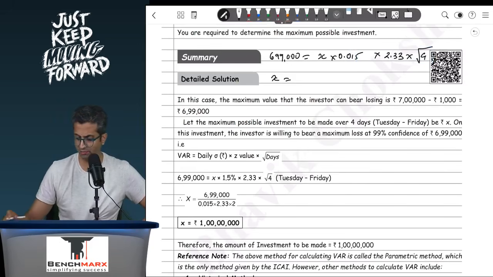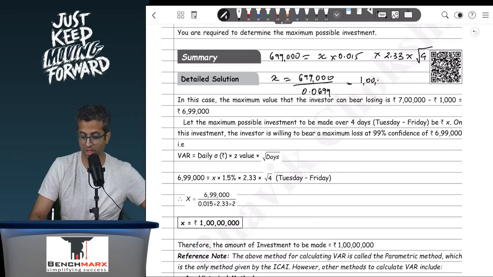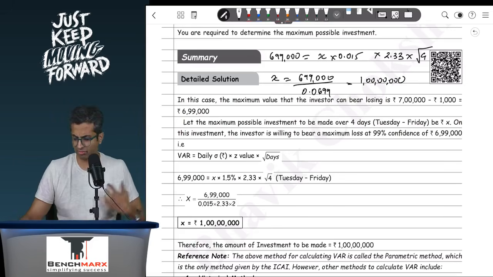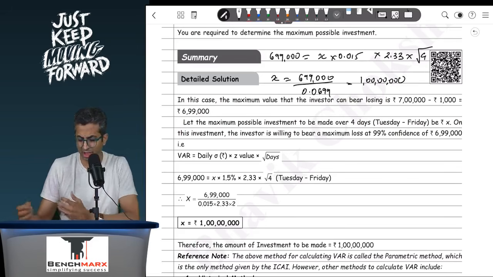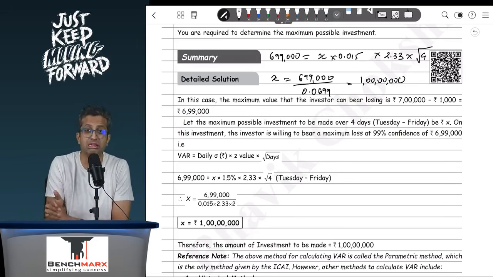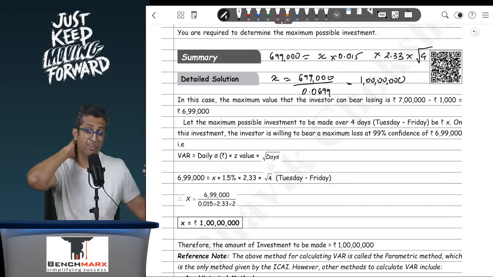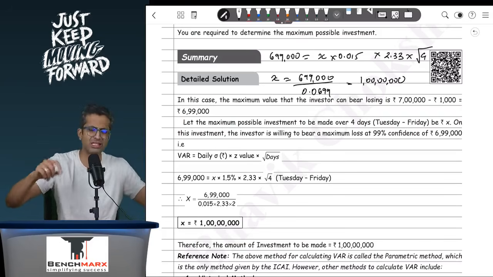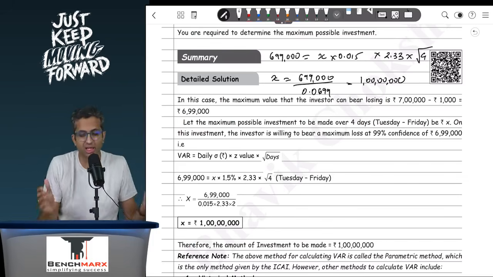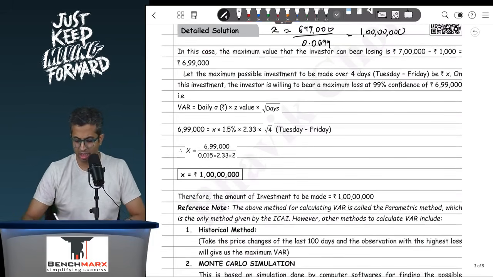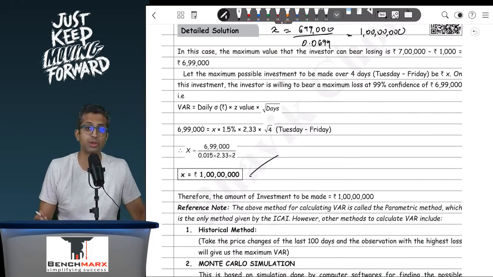So over here, if you go to see 6,99,000 divided by 0.015 into 2.33 into 2, and this is approximately 0.0699. So your X comes to 1 crore. Now if you directly find X, you will have a slightly different number, but that is a standard deviation in rupees. That standard deviation in rupees, well, you want to find the portfolio position that you can take. Well, we will have to then say that X is equal to the amount invested in the portfolio into 1.5%, and hence you will again come back to the same number, that is 1 crore. So over here you will have 1 crore, which is the investment that can possibly be made.